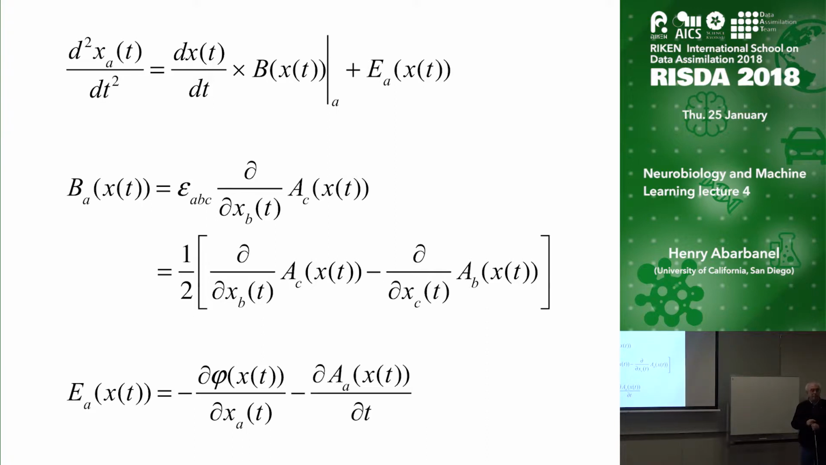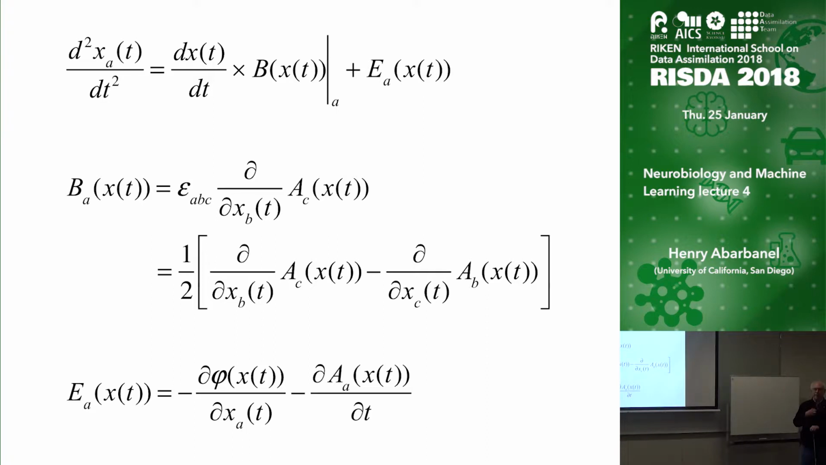So what you consider was weak constraint 4D-Var, right? That's what it's called for this, as far as I can tell. Those are the words that are used, but why is anything weak here? Well, the weak comes from... Oh, because we're not imposing the equations of motion precisely. Exactly, so you allow for a model error.